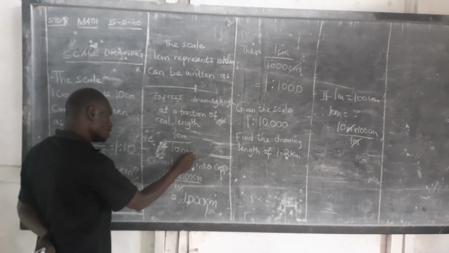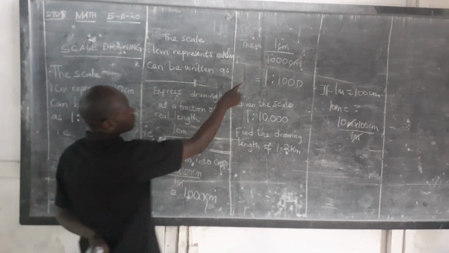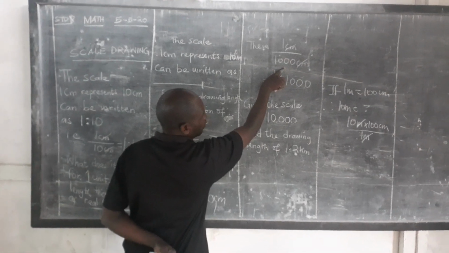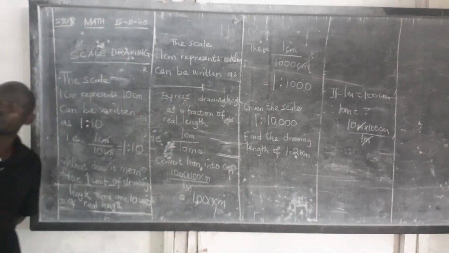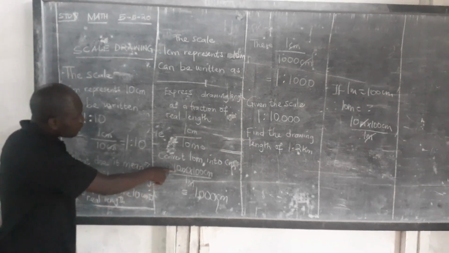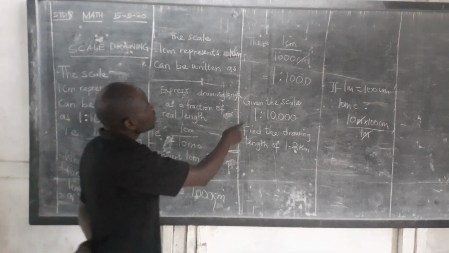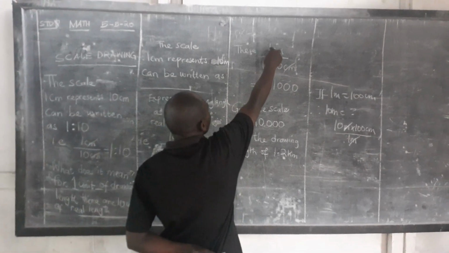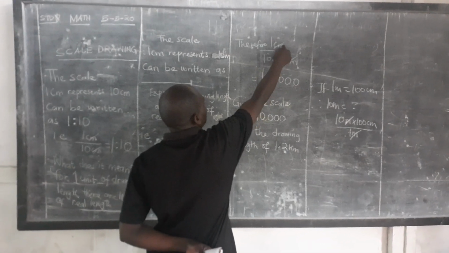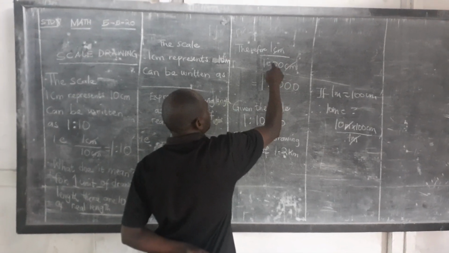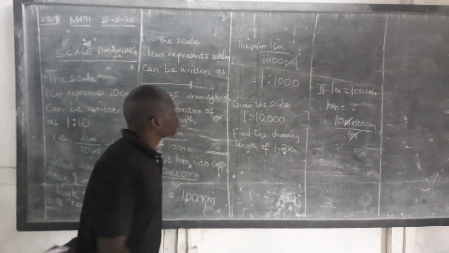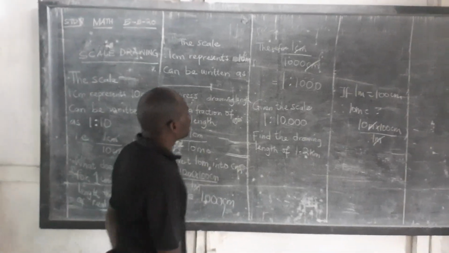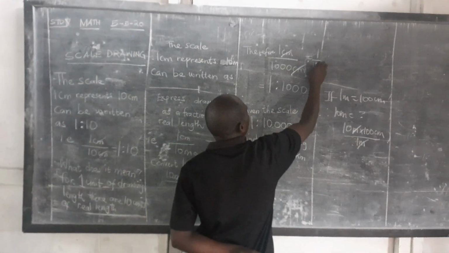So instead of writing 10 meters, I'm going to write it as 1000. So Tally, you're not right, it's not 10,000, it's 1000. So 10 meters into centimeters is going to be 1000, not 10,000 as you said earlier. So therefore, I'm going to have 1 centimeter divided by 1000 centimeters. Just cancel the units, and I'm going to have 1 all over 1000.